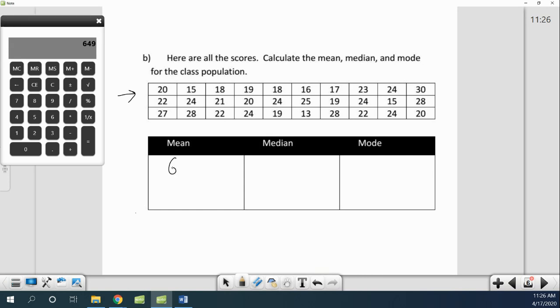So I add them all together, and I divide by how many numbers I have. 1, 2, 3. 1, 2, 3, 4, 5, 6, 7, 8, 9, 10. And 10 times 3, so that's 30. So I divide by 30. And then times it by 100.